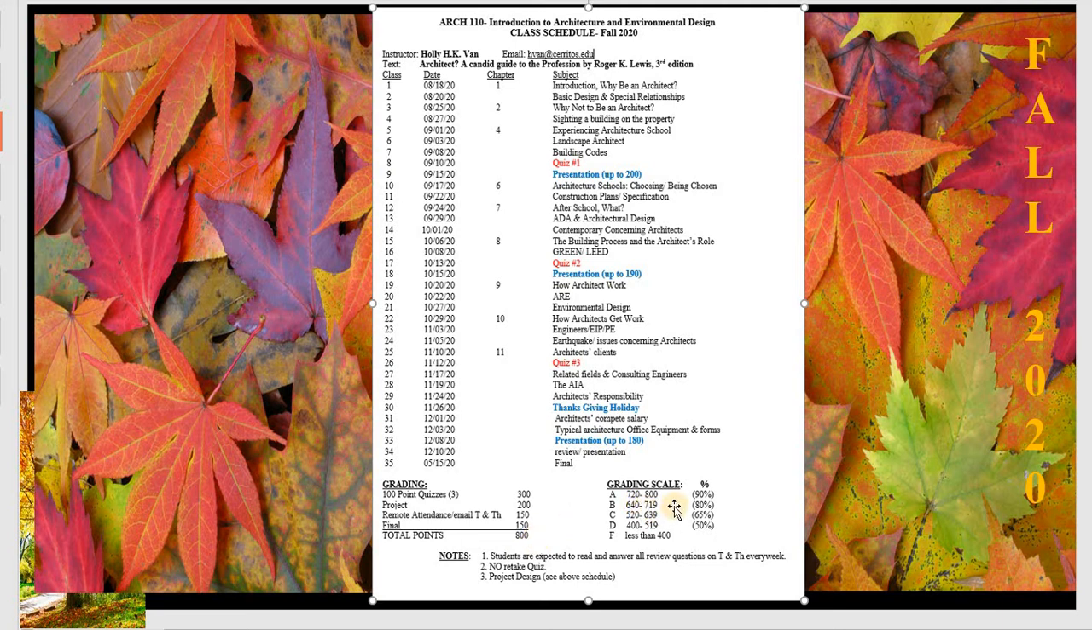Now the scale: if you get from 90 to 100%, you get A. 80% up to 90%, you get B. For C, I give you 65% until 80%, and you get C. And if you are lower than that, you get D, that means 50%, and you get D. And less than that, you get F.